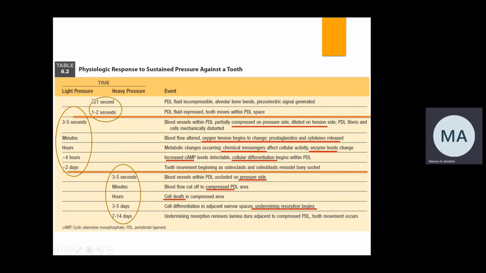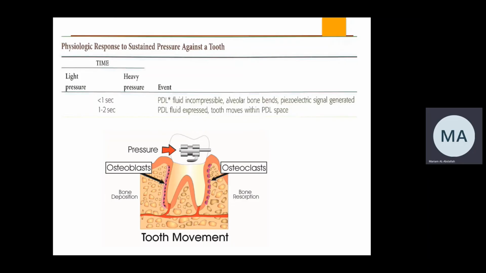So what happens if the force is applied for less than a second is that the fluids within the periodontal ligament are incompressible, and the force will be directly going from the tooth to the alveolar bone. The alveolar bone will bend and we'll end up having the piezoelectric signal generated. If this force lasts 1 to 2 seconds, then a little bit of the fluids will be expressed, and we will start to have tooth movement within the periodontal ligament space. So these are the first 1 to 2 seconds when we apply the force to the tooth.